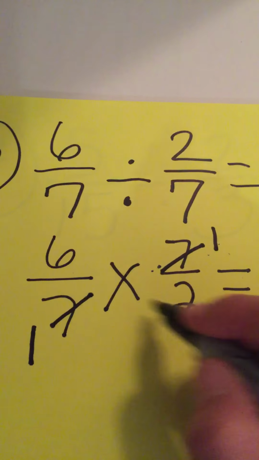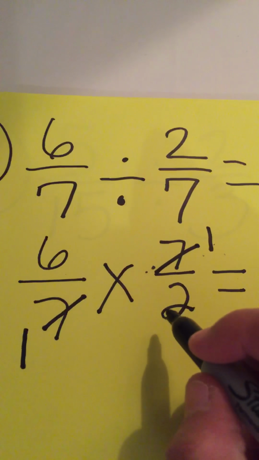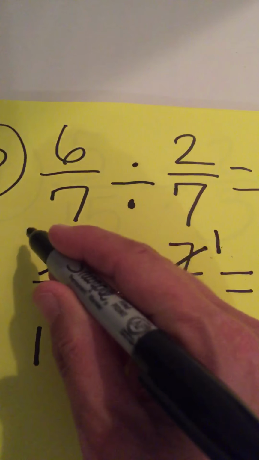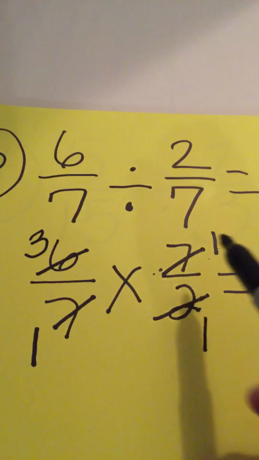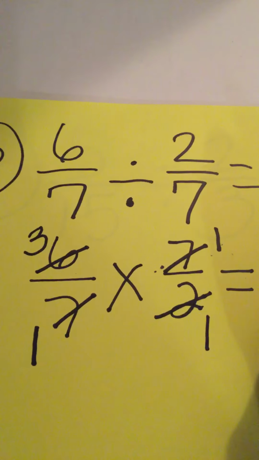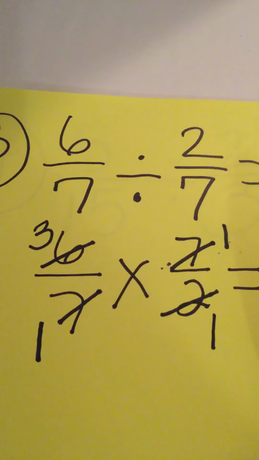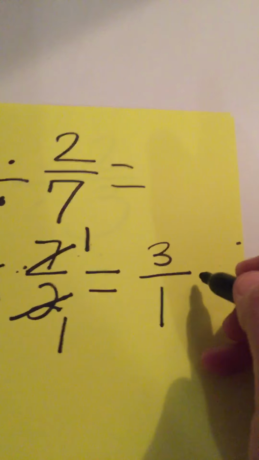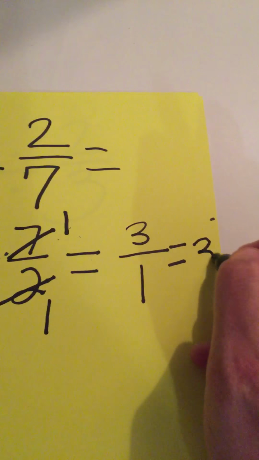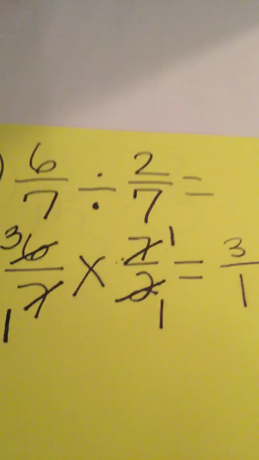And then if I look this way across, 2 goes into 2 one time, and 2 goes into 6 3 times. And then I could just multiply across. 3 times 1 is 3, and 1 times 1 is 1. And that would leave 3/1, which means any number over 1 would be a whole number. My answer would be 3.